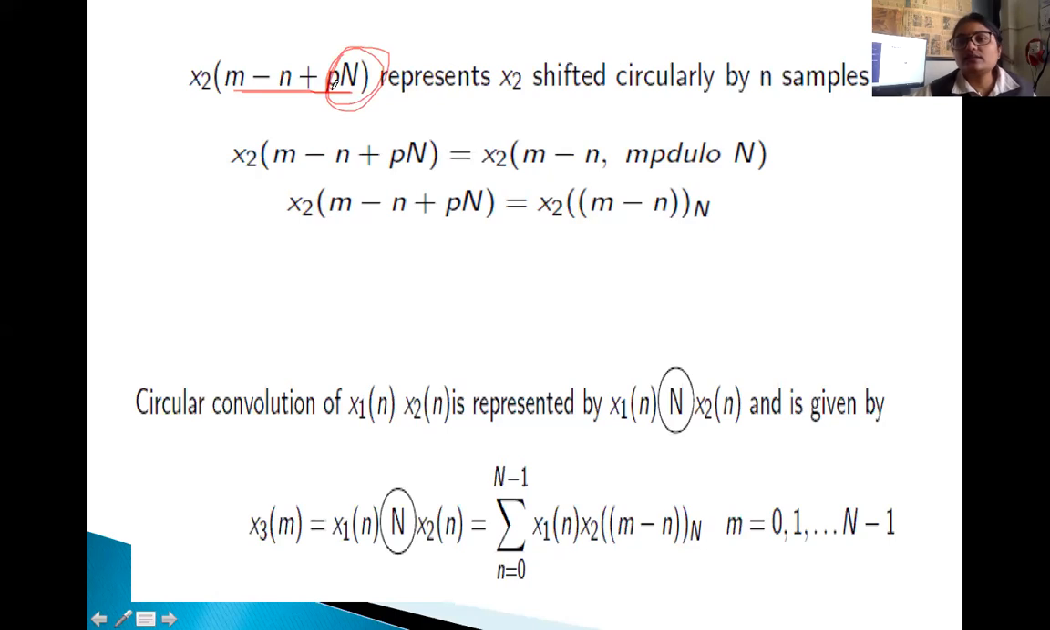This is representing that the sequence is represented on the circle. So here we have taken the modulo n operator. If I'm taking the modulo n operator, the x2 of m minus n sequence will be represented as x2 of m minus n modulo n, right? x2 of m minus n modulo n. This is the modulo n property. This is called as a modulo n.